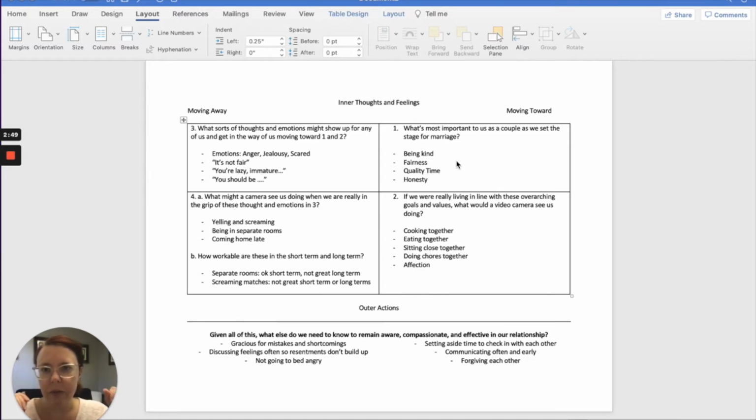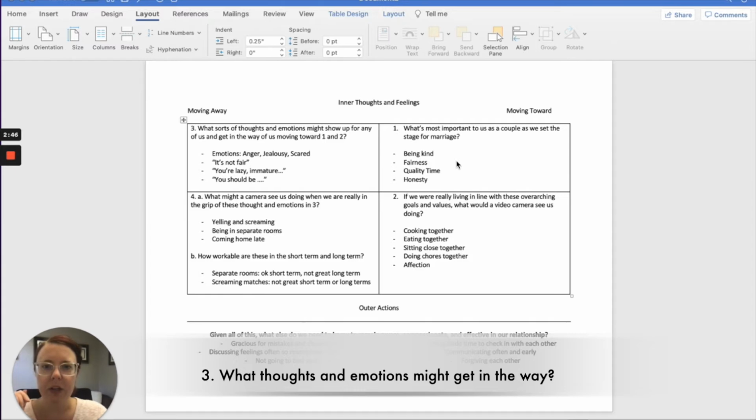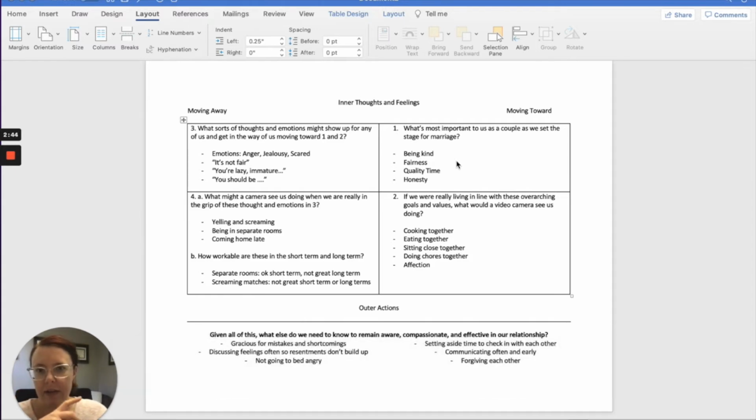Question number 3, what sorts of thoughts and emotions might show up for either of us that would get in the way of us moving towards our values and those activities that are in line with our values that we identified in question 1 and 2. So emotions that might get in the way: anger, jealousy, feeling scared. Thoughts that might get in the way could be, this isn't fair, or you're lazy or immature, or any other sorts of critical comments like that, or you should be different, you should be doing this. Those are thoughts that might get in the way of being kind or fairness or honesty, etc.